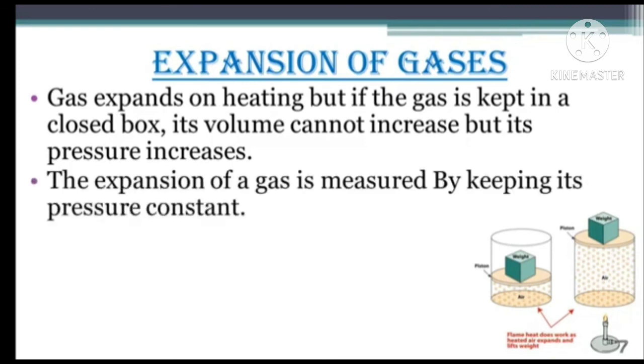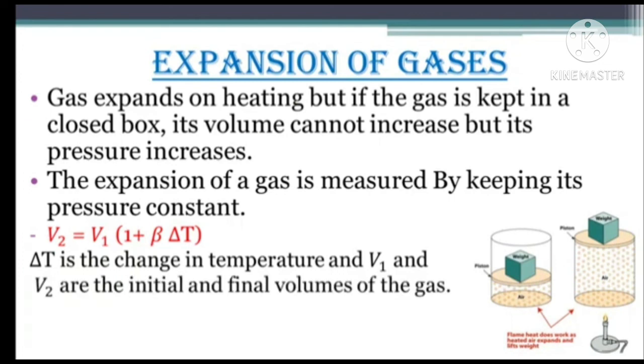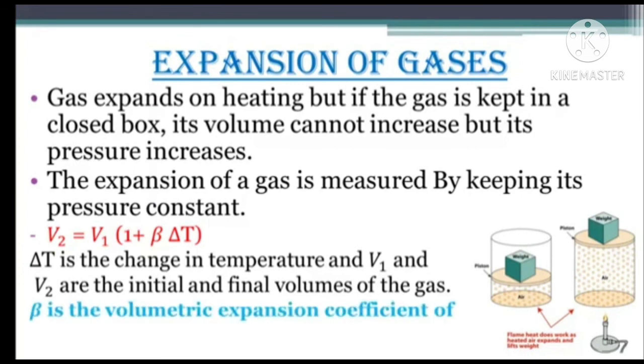The expansion of a gas is measured by keeping its pressure constant, and this volumetric expansion coefficient is called the constant pressure expansion coefficient. It is given by the formula V2 equals V1 into 1 plus beta delta T. This is the equation for the expansion of gases. Here delta T is the change in temperature, V1 and V2 are the initial and final volumes of the gas at constant pressure, and beta is the constant pressure expansion coefficient of the gas.